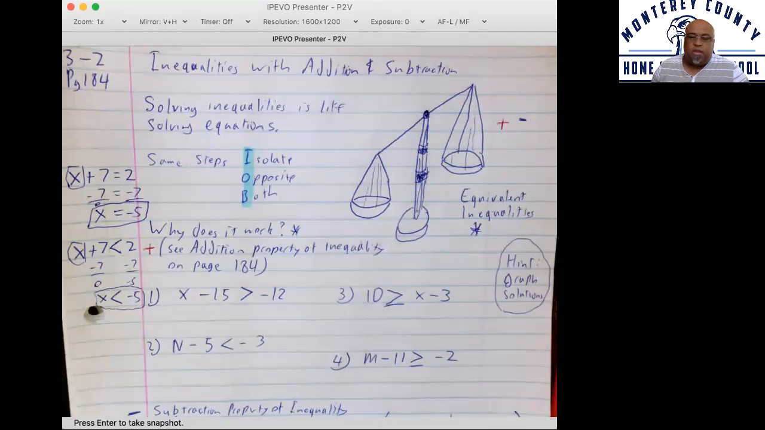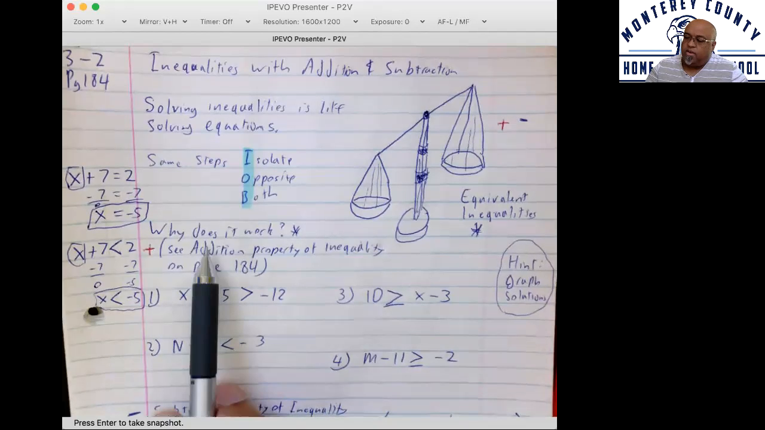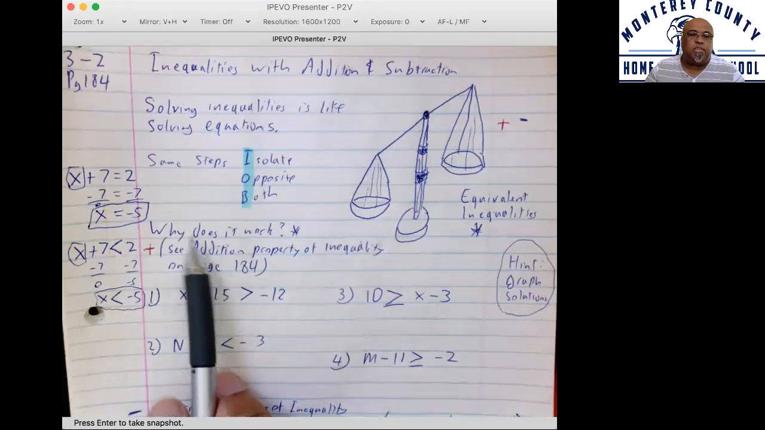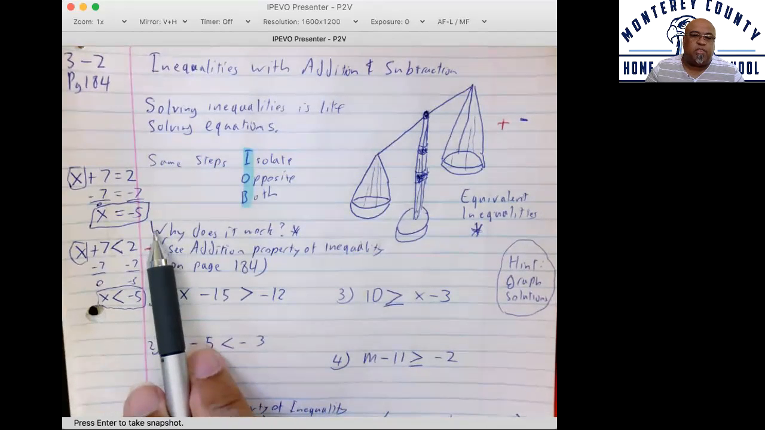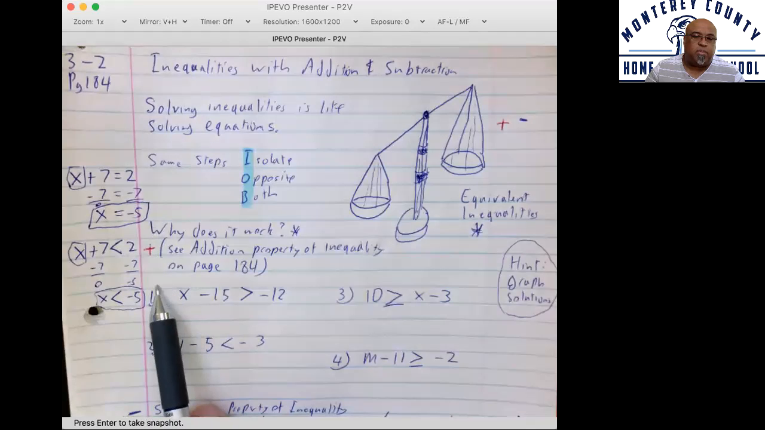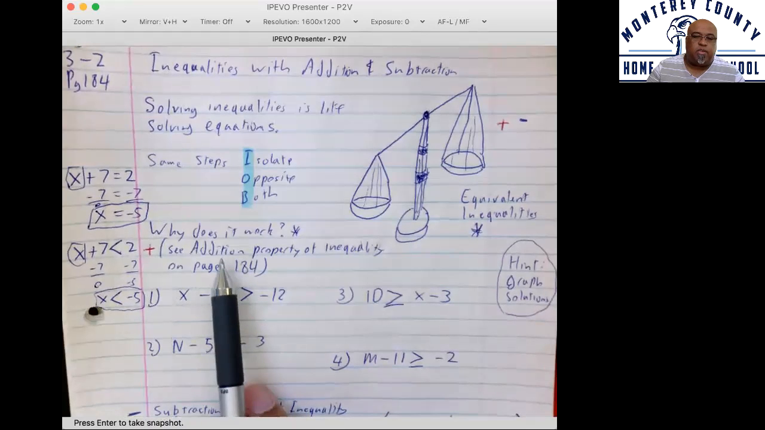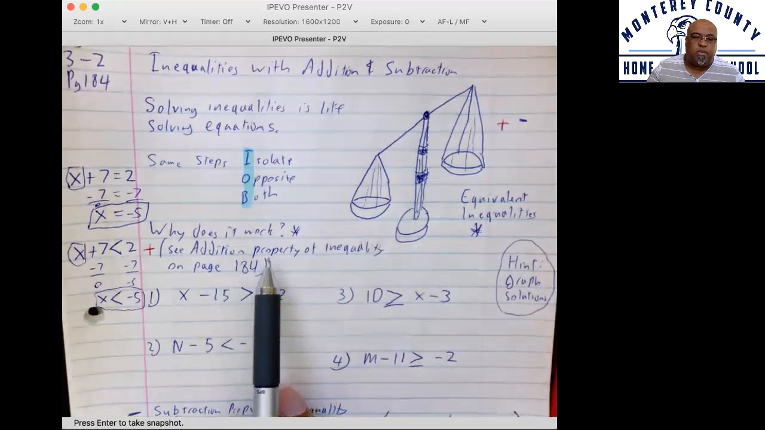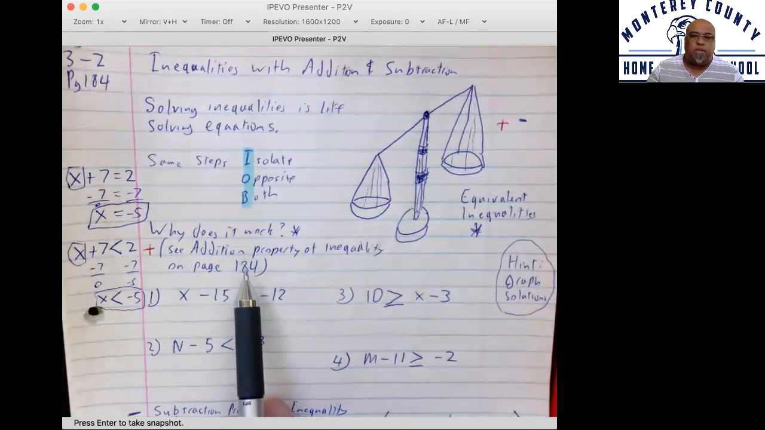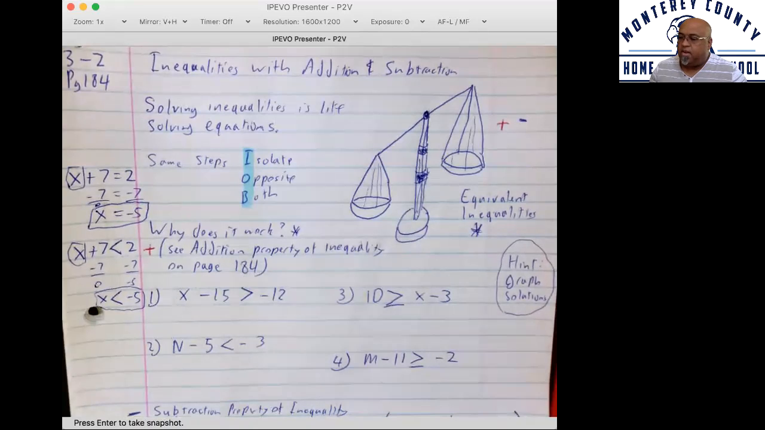All right, so question is, why does it work? Why is it that when I have an equation, I can get the answer, but an inequality, being something totally different, still gives me the same answer? Now, I wrote a note here that said to see the addition property of inequality on page 184. Just to save time, I'm going to let you look at that yourself, but I put a scale here to just sort of make it easy.